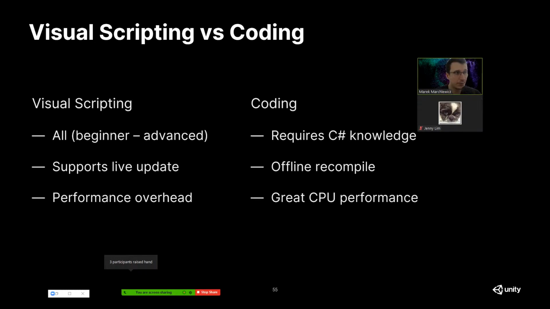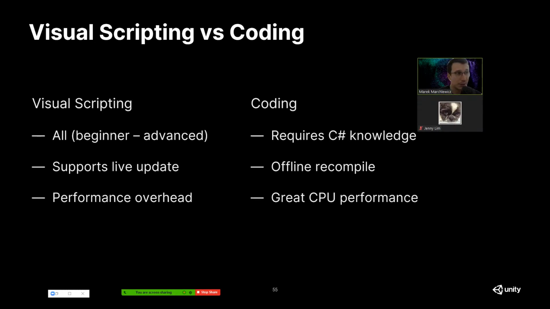The visual scripting supports live update. So if you create some sort of a prototype and you want to very quickly iterate and see if your gameplay works or not, Bolt is great for that, because you don't need to wait to recompile. Like with C#, every time you modify a script, you need to wait for it to recompile. You need to restart your game, so it takes time. And with visual scripting, if you do prototyping, the iteration time can be improved quite significantly.